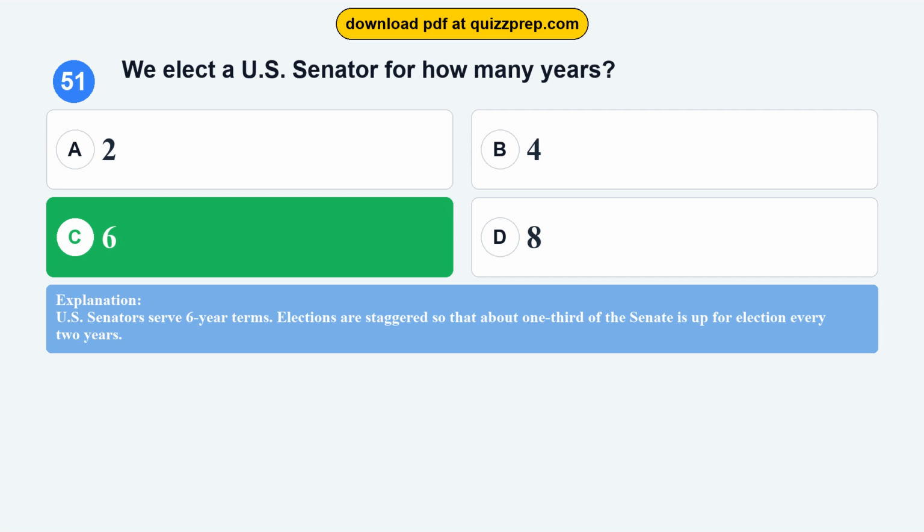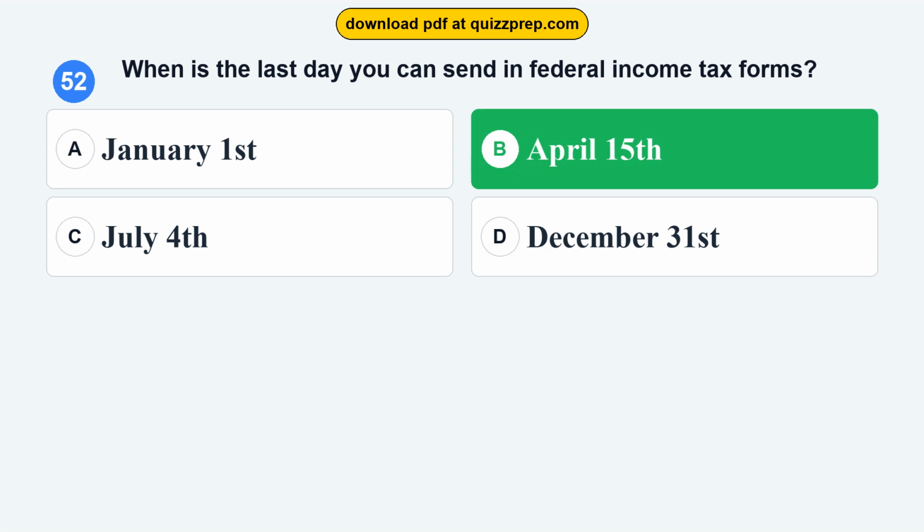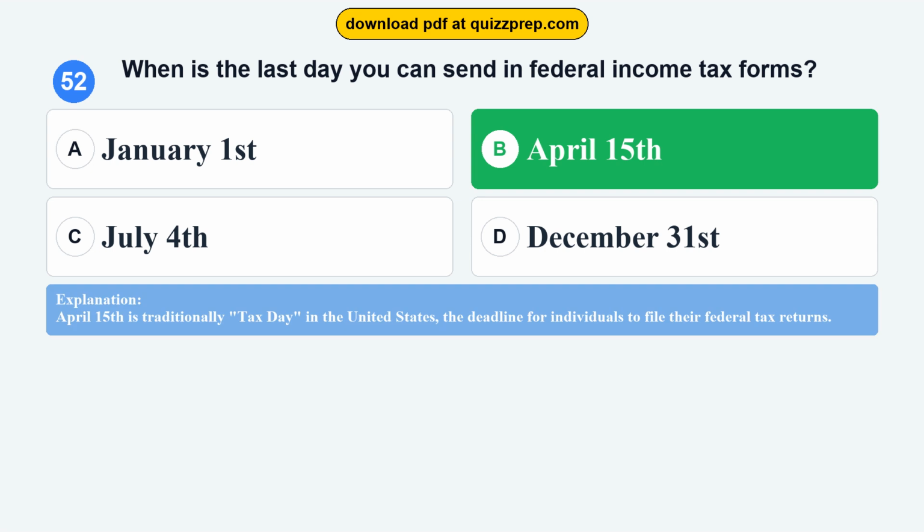Elections are staggered so that about 1/3 of the Senate is up for election every 2 years. Question 52. When is the last day you can send in federal income tax forms? Option A, January 1st. Option B, April 15th. Option C, July 4th. Option D, December 31st. The correct answer is option B, April 15th. April 15th is traditionally tax day in the United States, the deadline for individuals to file their federal tax returns.